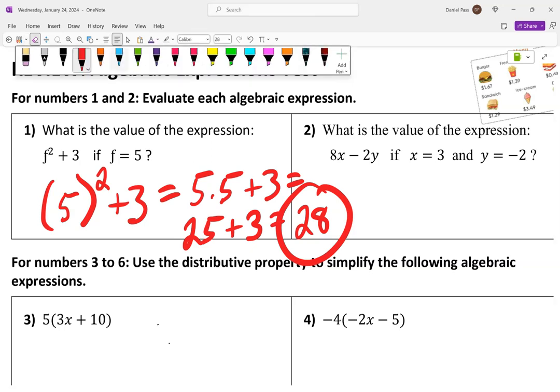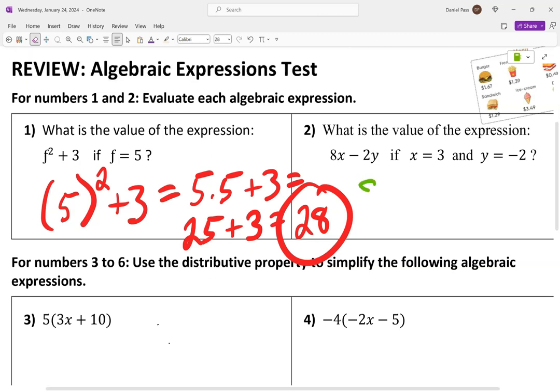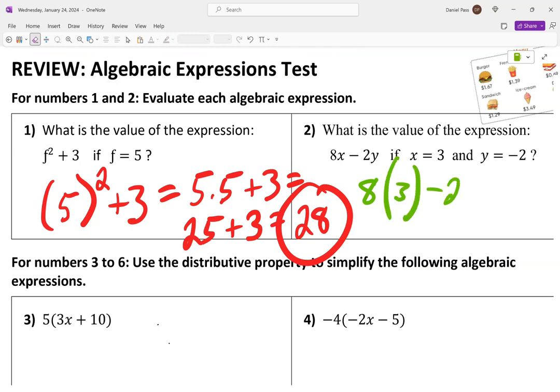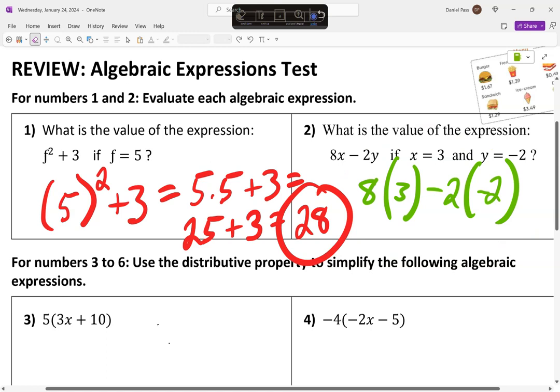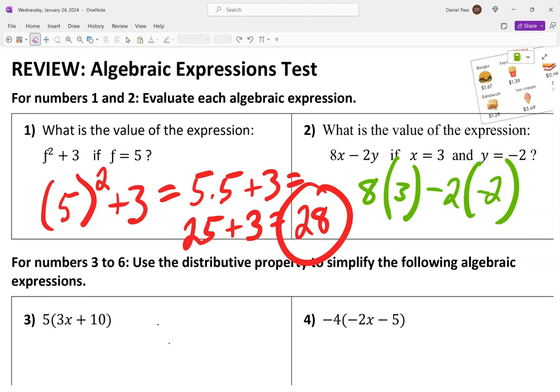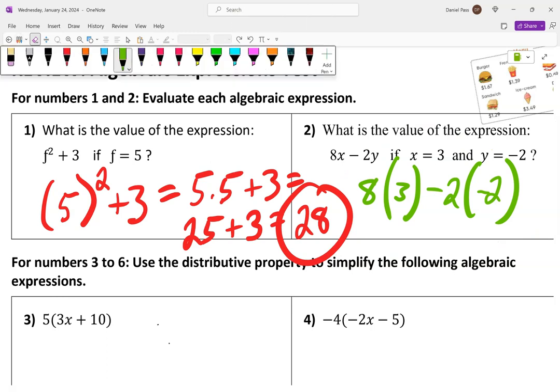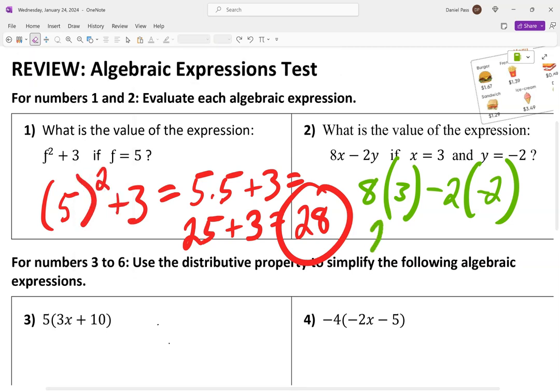So first, if x equals 3, then it's 8 multiplied by 3. Right. Now, you're going to show your work with parentheses here. Write this down. This is how you show your work. Very smart. Okay. So, go ahead. What's next? So, 8 times 3 equals 24.